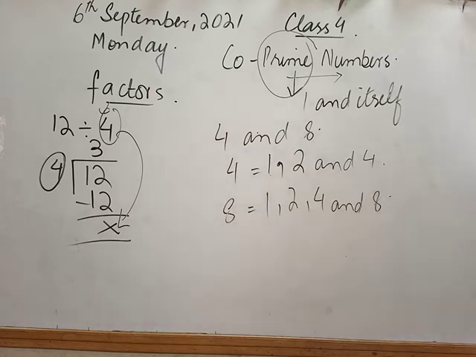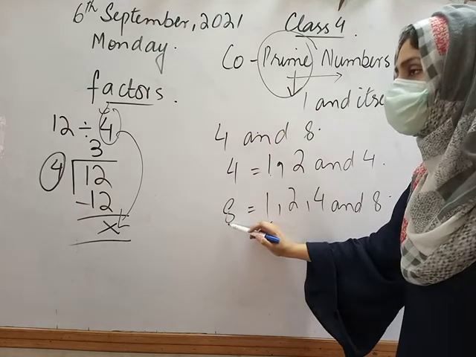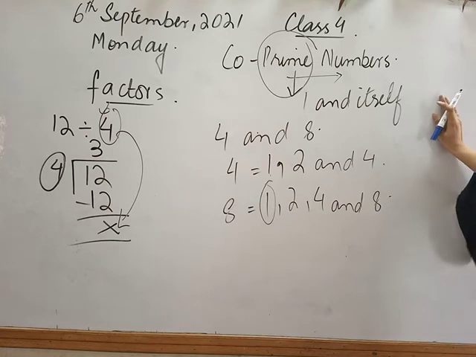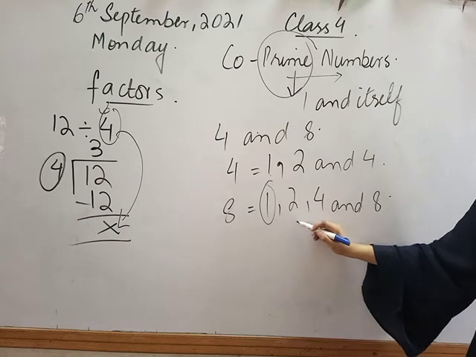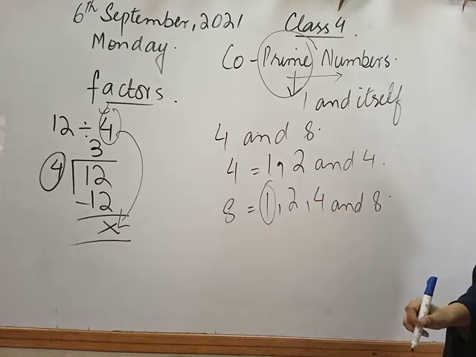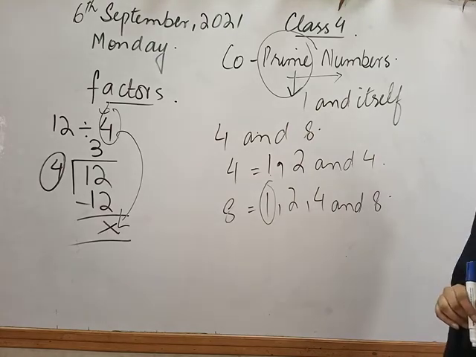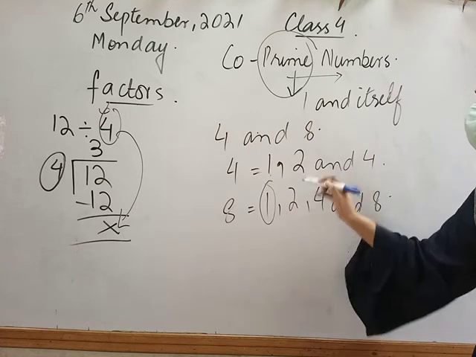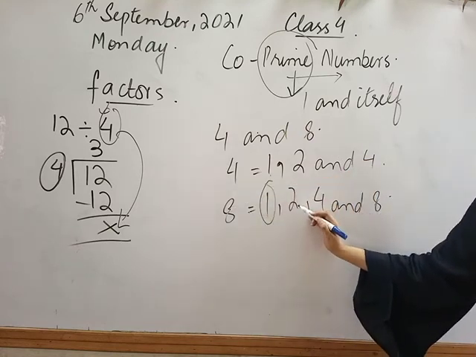If you look, class, as I told you, 1 is a factor of 8 because 1 is a factor of every number. Fine? Now, move to the next, which is 2. So should I write 2 is a factor of 8? Very good, because 2 times 4 is 8. So 2 will be a factor.